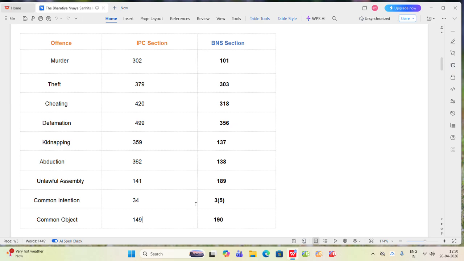So friends, I hope these sections, which from my point of view are very important, may help you in memorizing and may help in your examination, whether it is a competitive exam or your university exam.